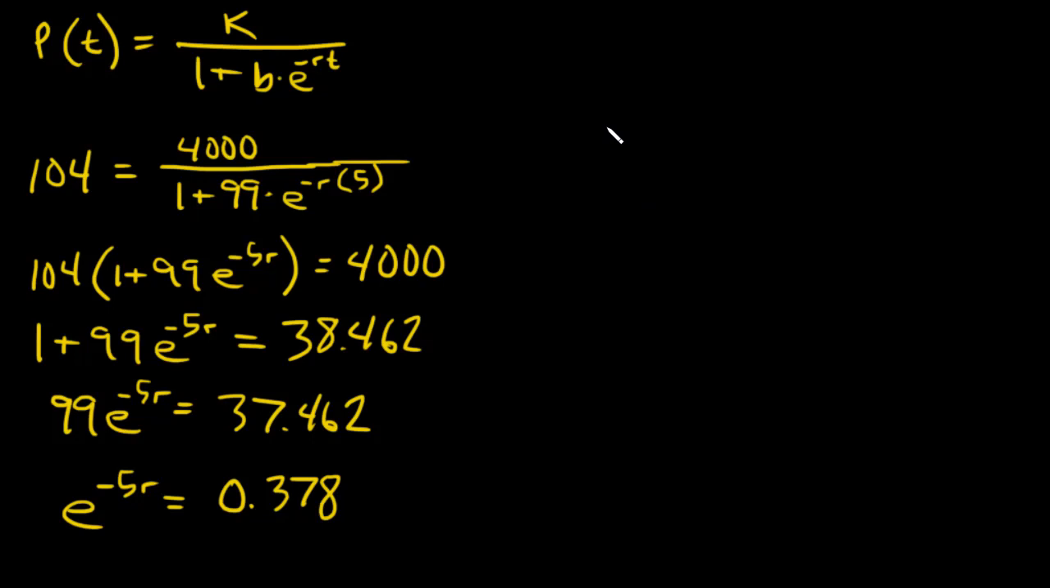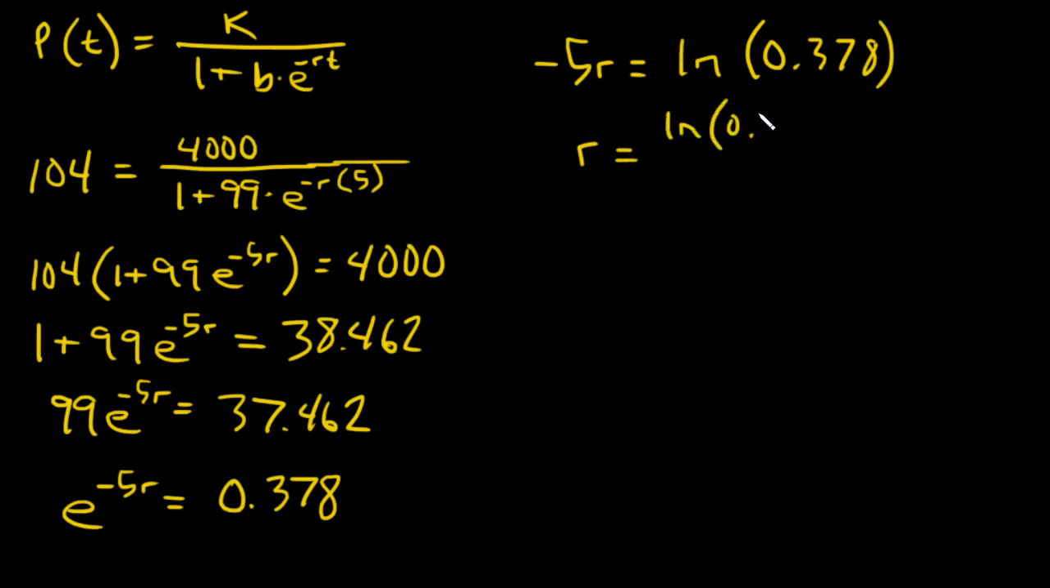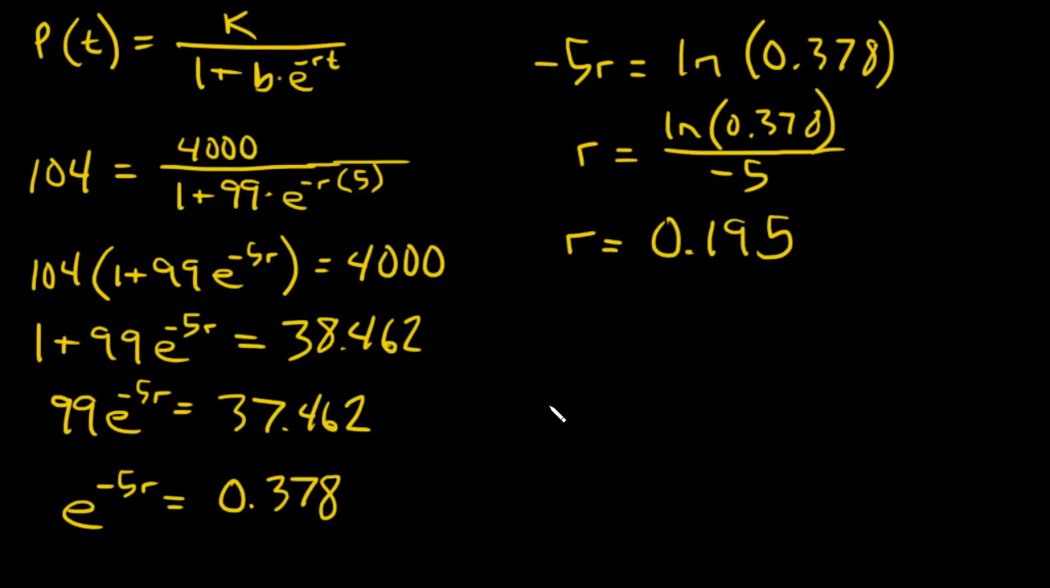And so now I can take the natural log of both sides. And when I do that, I'm going to wind up with negative 5r is equal to the natural log of 0.378. R is equal to the natural log of 0.378 divided by negative 5. And that R value turns out to be 0.195. Okay, so when we clear the screen, we're going to do part 1 with that value.